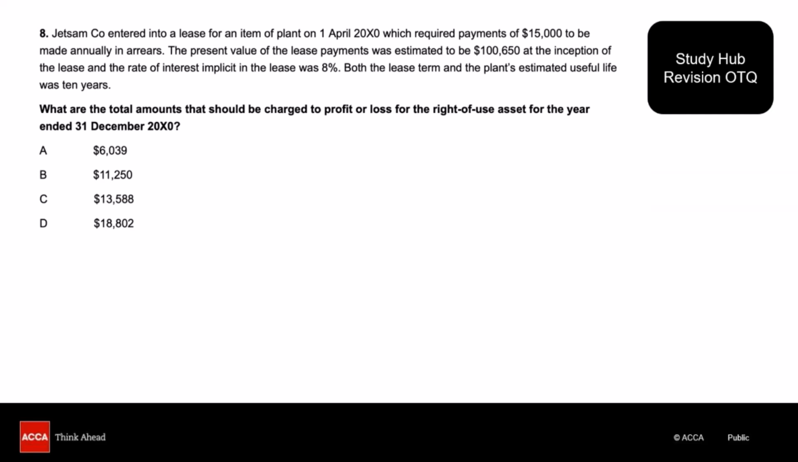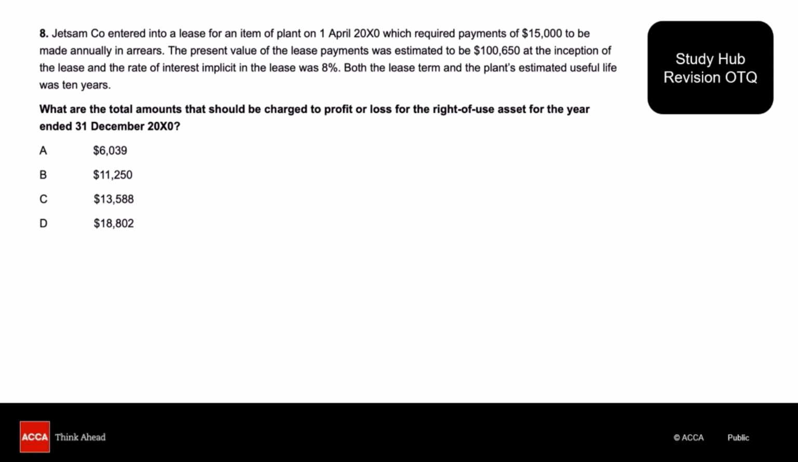Now let's quickly solve one more question. This is from the Study Hub revision objective test questions. It says that JetSam entered into a lease for an item on 1st April 20x0 which required payments of 15,000 to be made annually in arrears. The present value of the lease payments was estimated to be 100,650. At the inception, the implicit rate was 8%. Both the lease term and plant estimated life are 10 years.